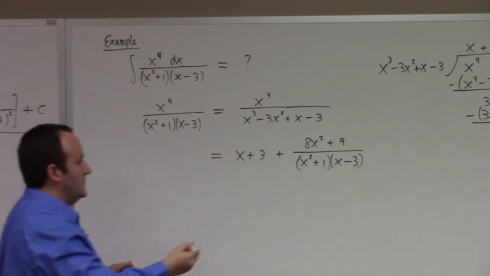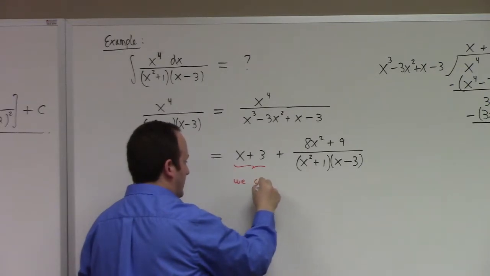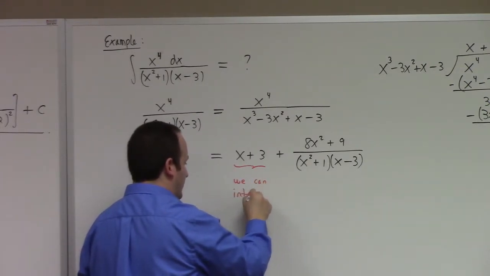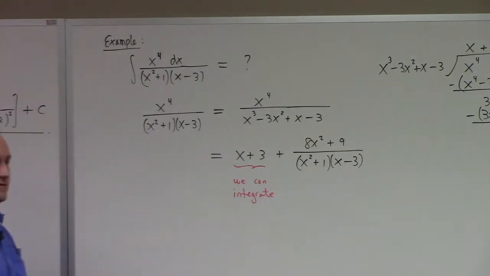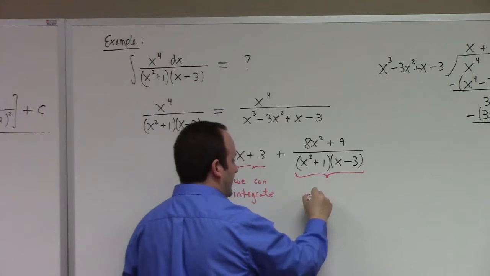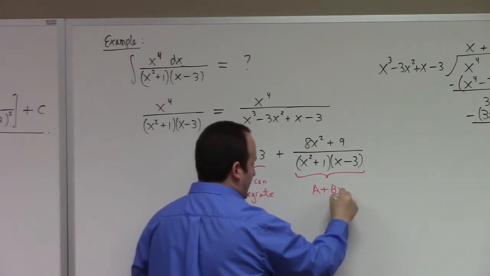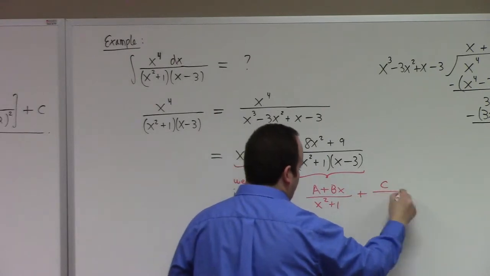Of course, this we can integrate. You've been able to integrate that for quite some time now, I hope. But the other part, we're going to use the partial fractions technique for. So we're going to suppose we've got something like a plus bx over x squared plus 1 plus c over x minus 3.